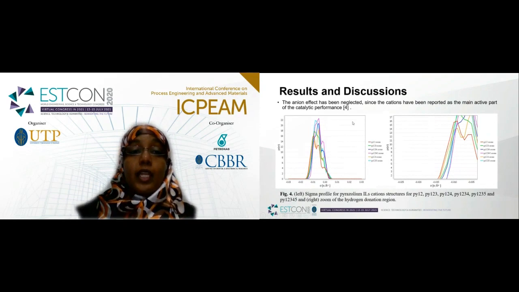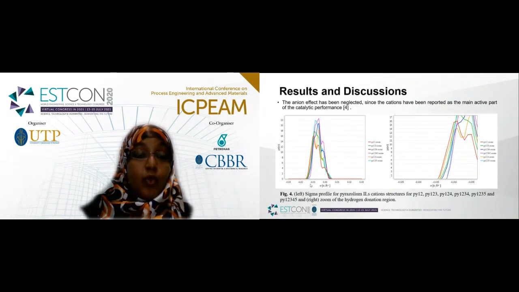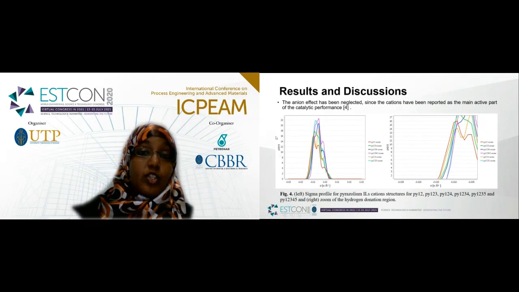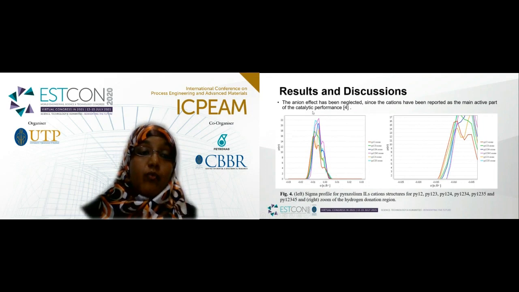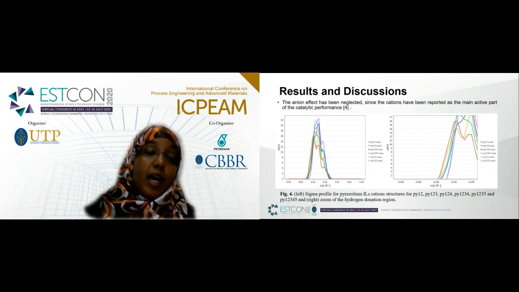So we neglect the effect of anion since the cation has been reported as the more active part in this process. From the sigma profile, from minus 0.01 to the left side, this region is for hydrogen donation property, and from 0.01 to the right side, this is for hydrogen acceptance properties. In between, it is for non-polar part. So we can see that all these structures have high ability to donate hydrogen.